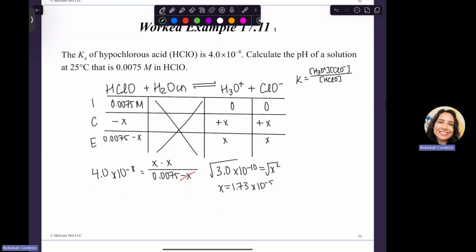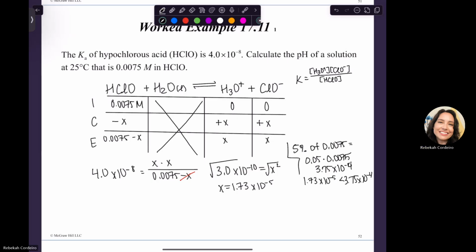Let's see if it's 5% or not. So what's 5% of our initial? 5% of 0.0075. So we would do 0.05 times 0.0075. And I get 3.75 times 10 to the negative 4. So my x, 1.73 times 10 to the negative 5, is smaller than my 5%. This negative 5 is smaller than negative 4, so we're good to go. We can keep using x as small.